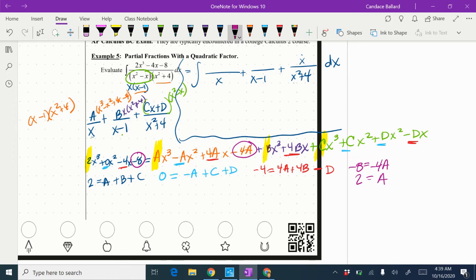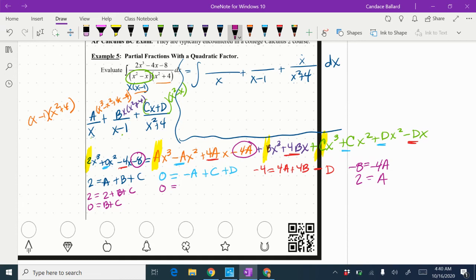So I'm going to start plugging that in where I see A's. So I've got 2 equals 2 plus B plus C. I'm going to subtract that 2 to the other side, which gives me 0 equals B plus C. All right, let's see if I can narrow this down a little bit more. So I'm going to go here, and I'm going to plug in that A. So I get 0, oh, not 0.